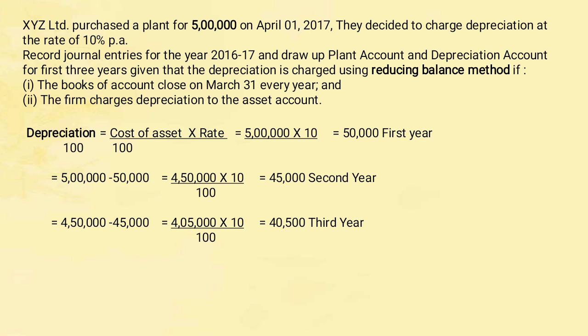In the second year, first we have to calculate the book value: cost value minus the depreciation of the first year. Cost value was 5 lakh, depreciation was 50,000. 5 lakh minus 50,000 is equal to 4 lakh 50,000, multiplied by 10 by 100. So it will be 45,000 in the second year. The actual balance amount was 4,50,000. Then again we subtract 45,000, so it will be 4,05,000. In the third year we charge depreciation on 4,05,000, so it will be 40,500.